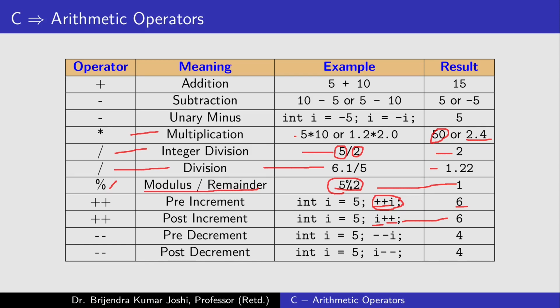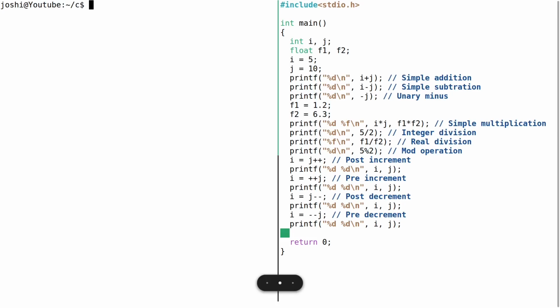On similar lines, the pre-decrement operator and post-decrement operator. So here the value of i would be decremented first, which would be 4, and then it will be used. Here the value would be used first, then decremented. The effect here is also the same. So let us see a working example in the C programming language.